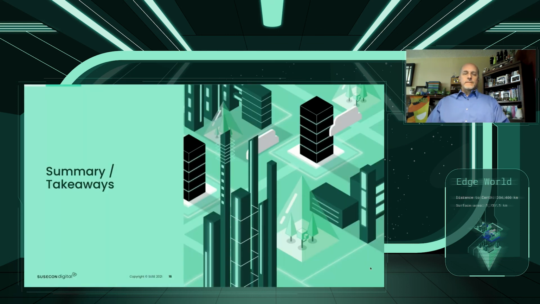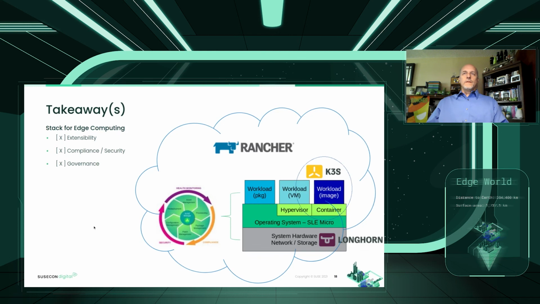Okay, with that in place, let's talk about summary and some of the takeaways. To wrap up, here's the slide that kind of throws it all together. And again, the goal was to address those three top challenges for edge computing: the extensibility, the compliance, the security. And with that portfolio of products, SLE Micro, K3S, Longhorn, SUSE Manager, Rancher, you have the ability to do that. So please, if you need help, let us know. We're really glad to help you.